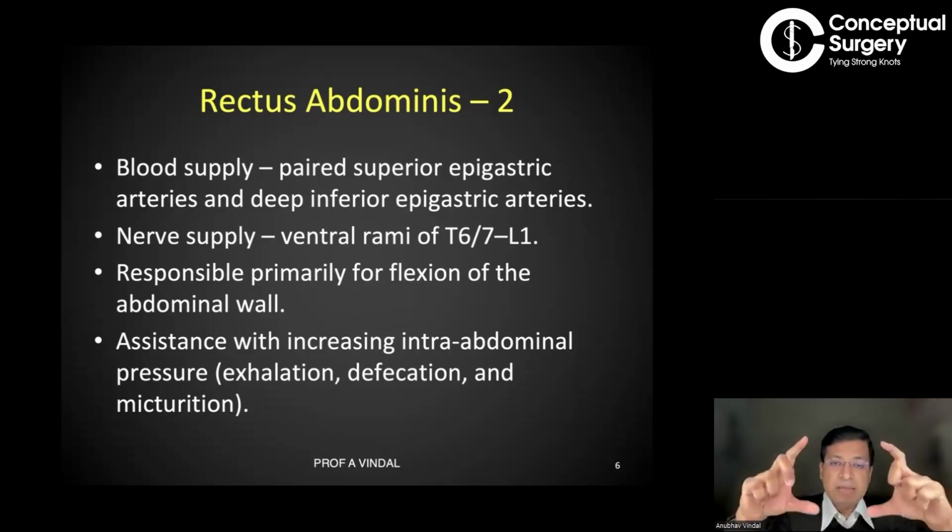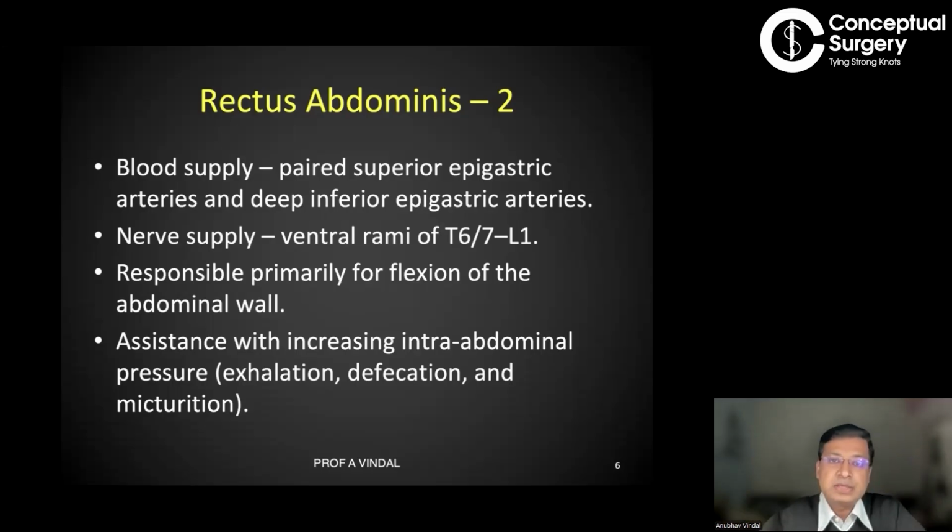And because it is present in the midline, it is the primary muscle which is responsible for flexion of the abdominal wall. So you can easily understand when this anterior muscle contracts, it will bend the spine anteriorly and thereby aid in flexion of the abdominal wall. Also, like the other flat muscles of the abdominal wall, it helps in increasing the intra-abdominal pressure.